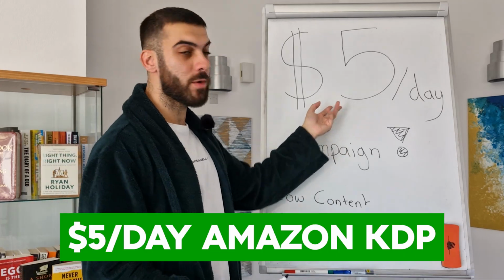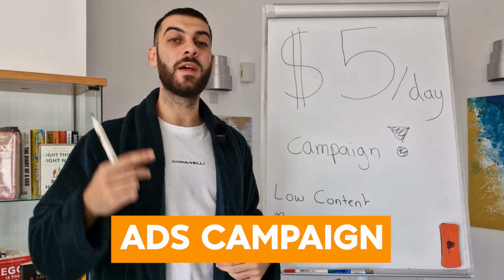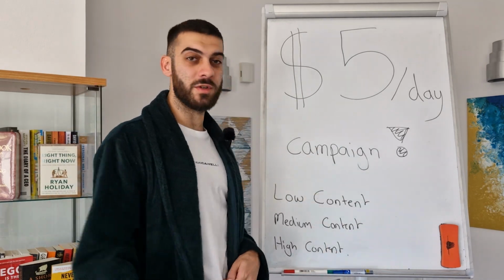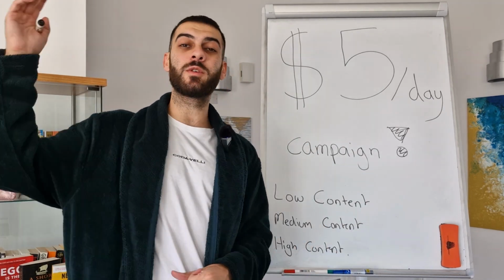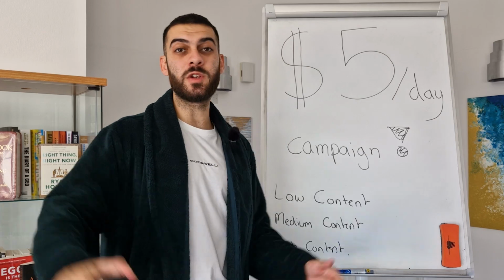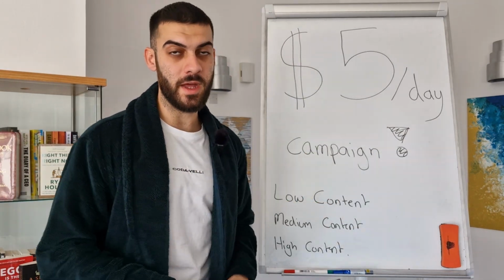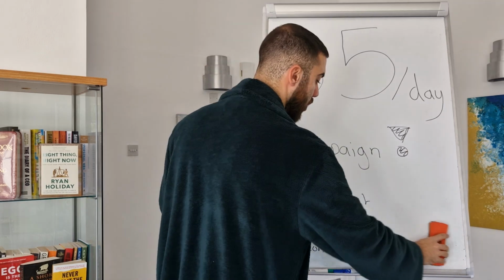I'm going to show you my $5 per day Amazon KDP ads campaign that's going to help grow your book. Now, this campaign works for low content books, medium content books, and high content books. It works for books that were published 2 years ago, and for a book that was published yesterday. It works for every single book, non-fiction book that is. And this campaign is actually going to help grow your book.